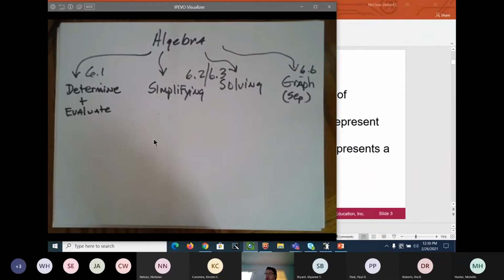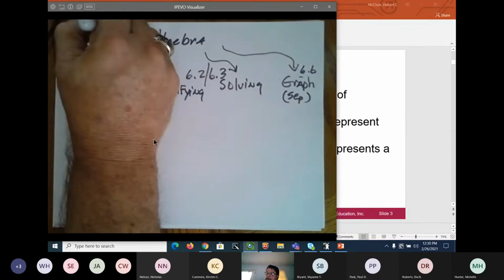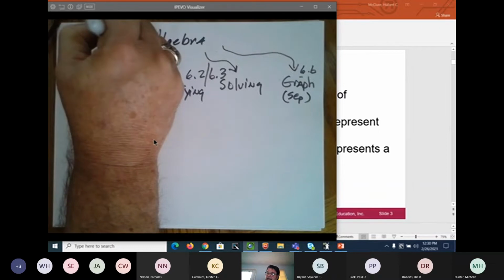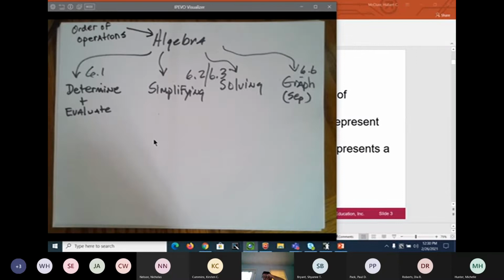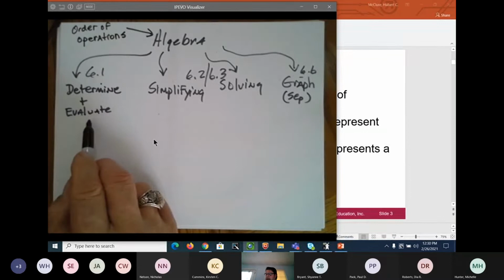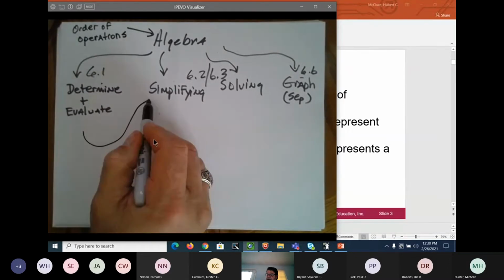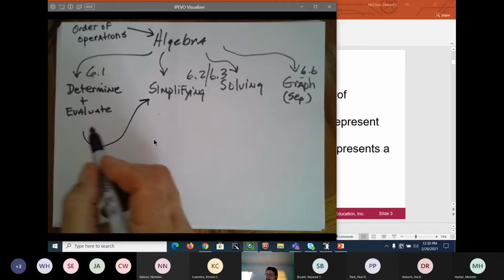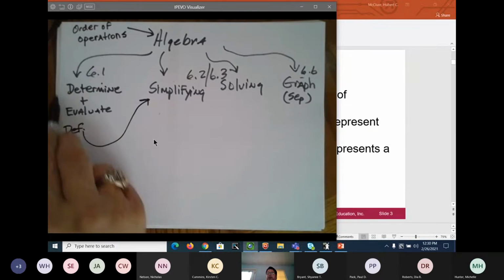Technically, right before you go into algebra, you study order of operations. That's kind of like your last thing of basic math before you go into algebra. So we went over that last time. Now we're going to go over this. Then this bleeds over into that, because you have definitions of algebra and a glossary of terms, and then you move into these two. So we're right here right now, determining and evaluating.